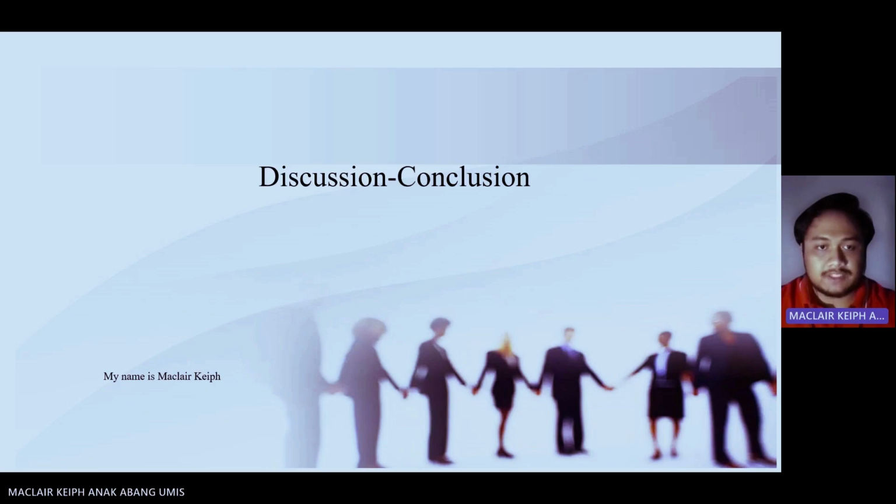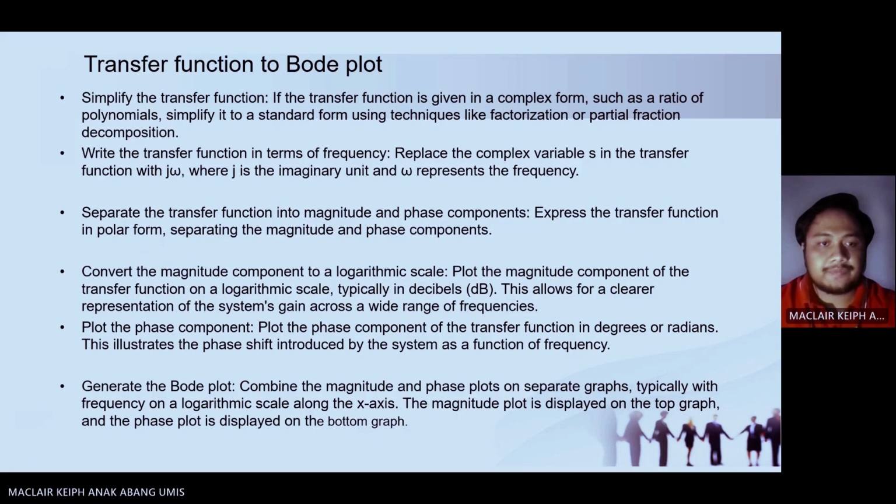Hello, my name is Mete Kip, and in this video I'm going to discuss the discussion and conclusion. For discussion, transfer function to Bode plot. First, we need to simplify the transfer function. If the transfer function is given in a complex form, such as a ratio of polynomials, simplify it to a standard form using techniques like factorization or partial fraction decomposition.